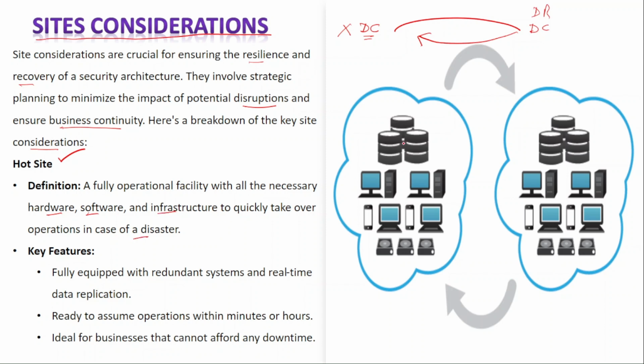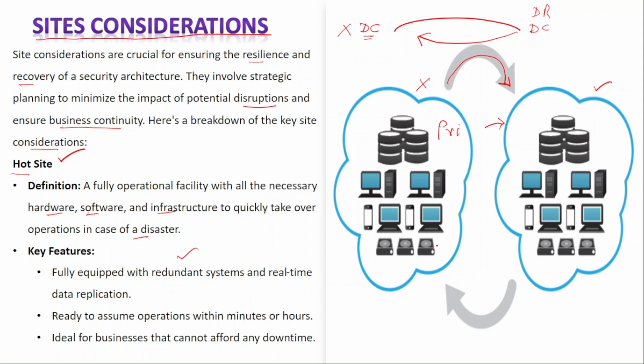in case of a disaster. So the key feature of the hot site is that it is the exact replica of the primary site. Let's suppose this is your primary production site, and you have a similar copy including all the hardware, software, infrastructure components at a remote location, so that if there is a disruption, you can seamlessly and very quickly resume services from this hot site. Key features include that it is fully equipped with redundant systems and real-time data replication.